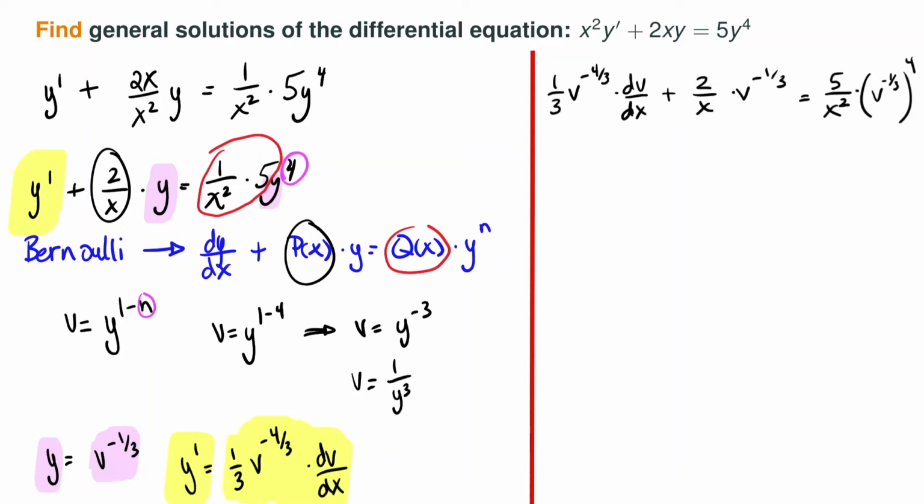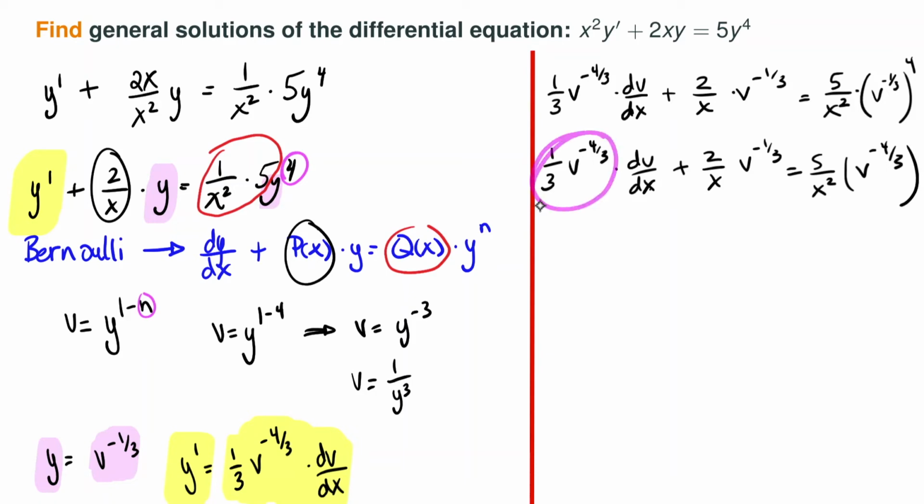And now we will simplify. We get 1/3 v to the negative 4/3 times our derivative with respect to x of v plus 2 over x v to the negative 1/3 equals 5 over x squared. Exponent to exponents, remember you multiply the exponent, so we get v to the negative 4/3.